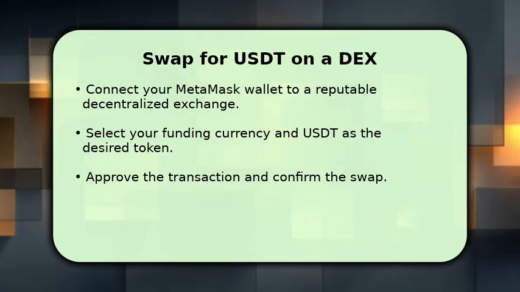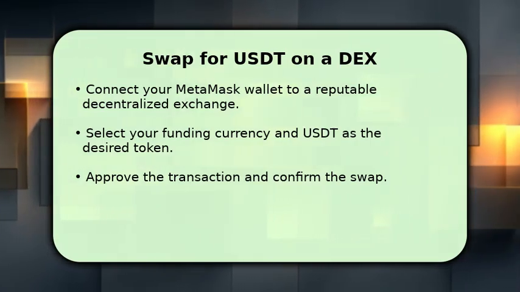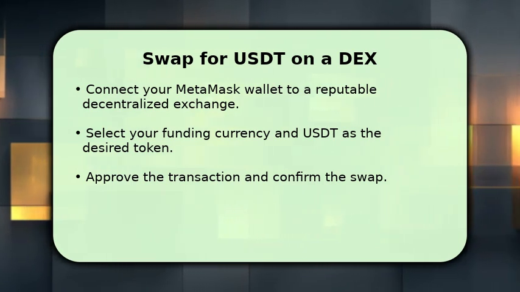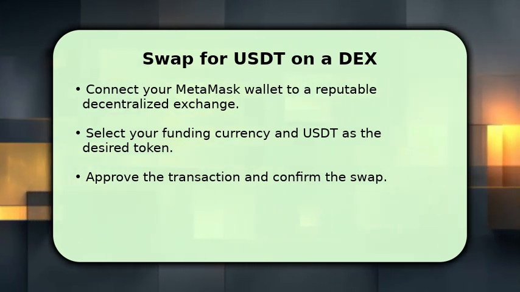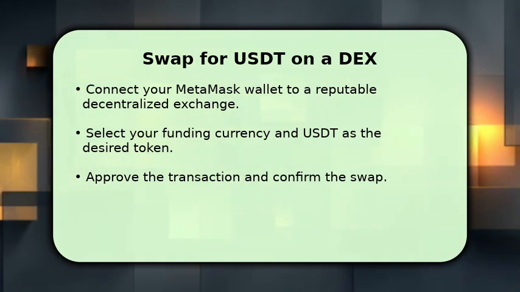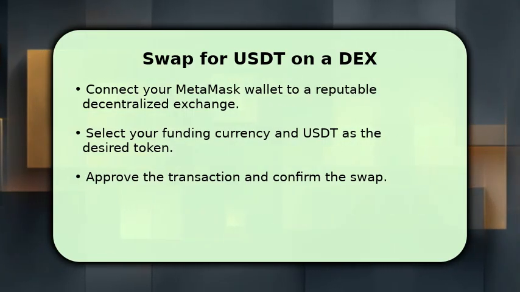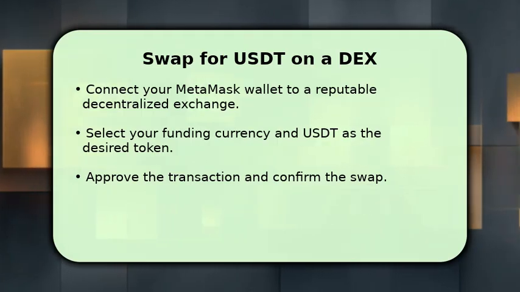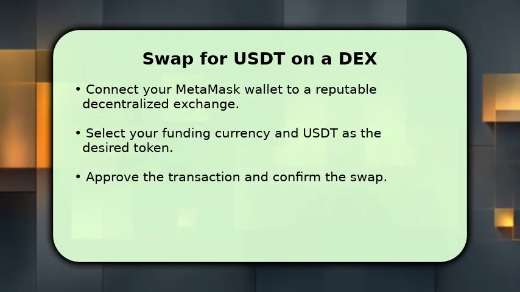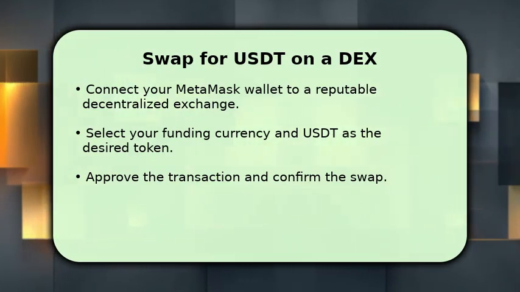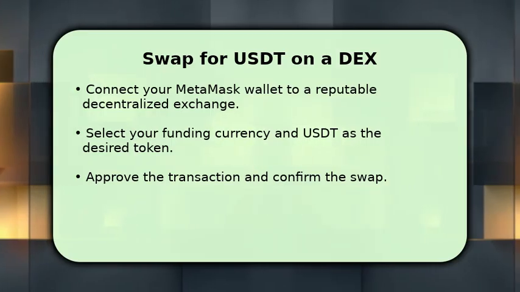Next, navigate to a reputable decentralized exchange, such as Uniswap or PancakeSwap, directly within your browser and securely connect your MetaMask wallet. Choose the cryptocurrency you wish to swap from, for example, Ether, and then carefully select USDT as the desired token you want to receive. Enter the exact amount, thoroughly review all transaction details, including any fees, and then confidently confirm the swap to proceed.